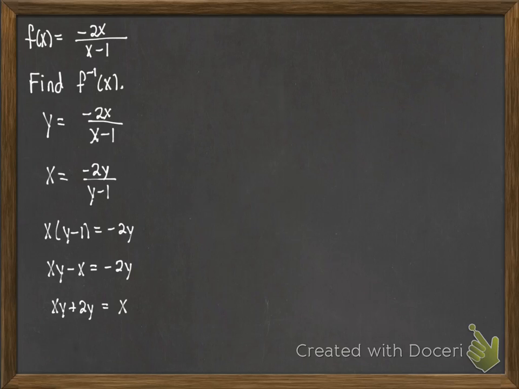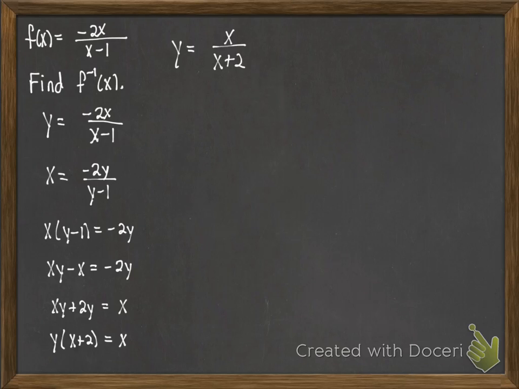Now unfortunately we can't combine xy and 2y because they're not like terms. But what we can do is we can say, hey, y is common in both of those things. So let's factor the y out. And then we have y times x plus 2 equals x. And so finally, to solve for y, we divide by x plus 2. And so we get y is equal to x over x plus 2.